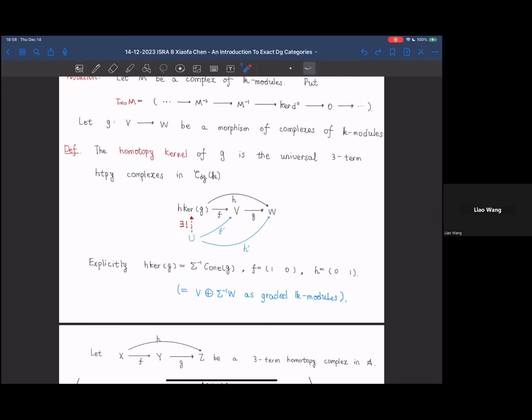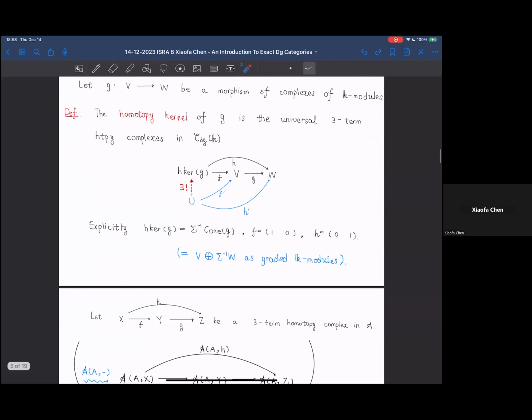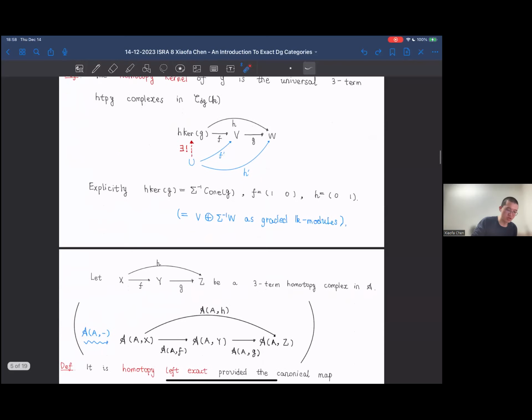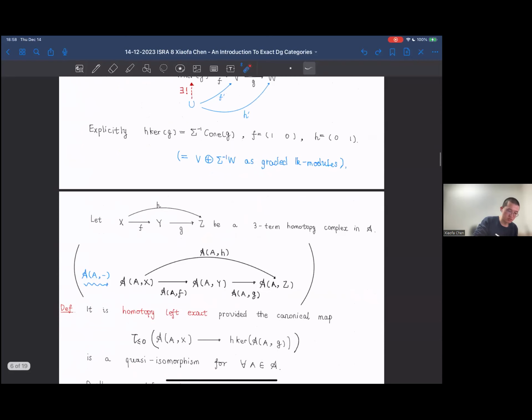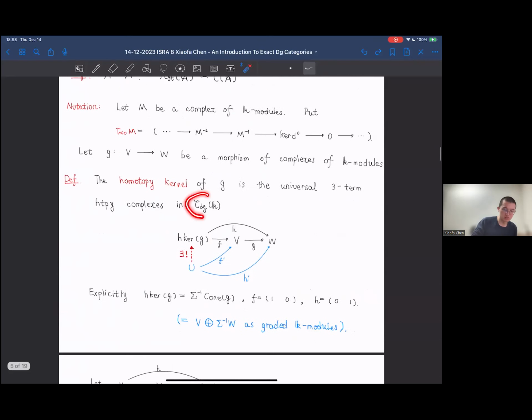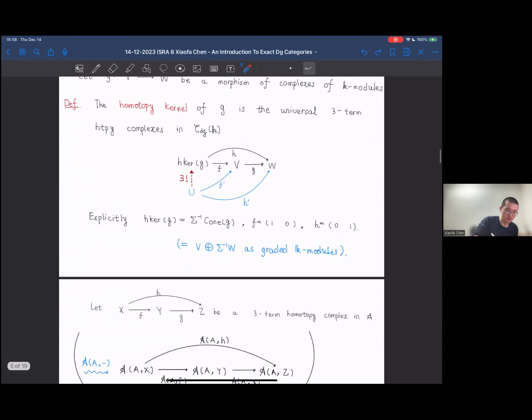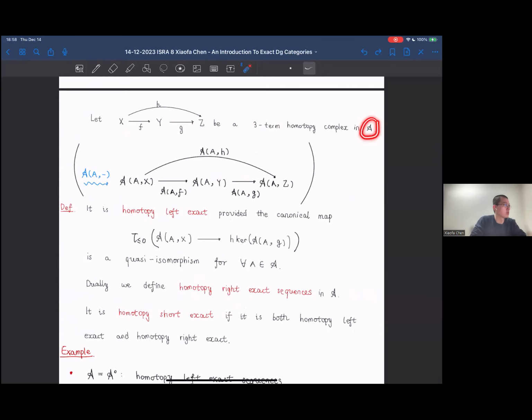Sorry, is the homotopy kernel a homotopy limit in some category? Yes, we can define it using homotopy theory of DG categories. Oh, okay, I see. But yeah, we have the homotopy kernel in the DG category of complexes, and we can define it in an arbitrary DG category A.